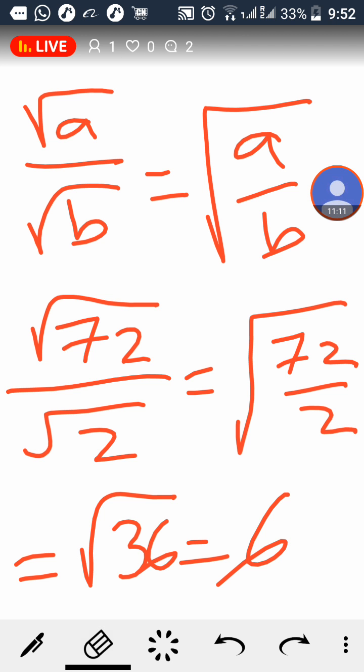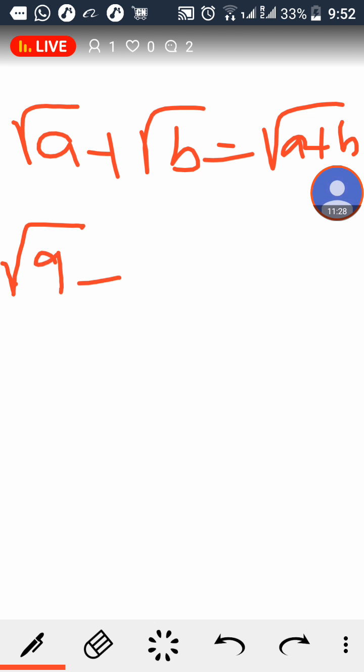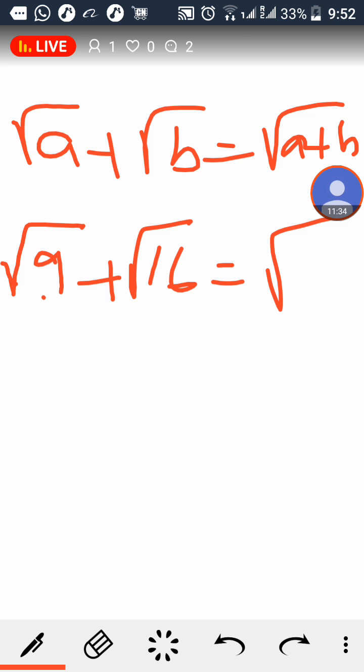Now let's go for the addition. For addition, is root a plus root b equal to root of a plus b? Okay, let's try it by example. You have root 9, for example, plus root 16, right? And if that rule is true, they'll say 9 plus 16 equals 25, right?